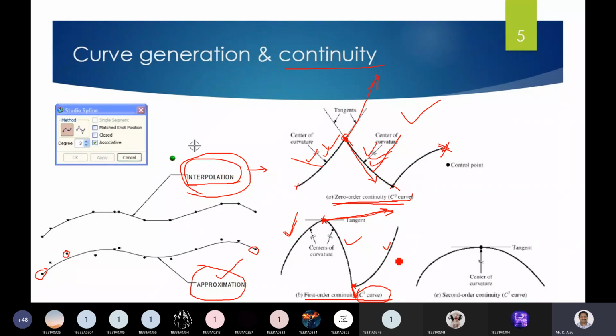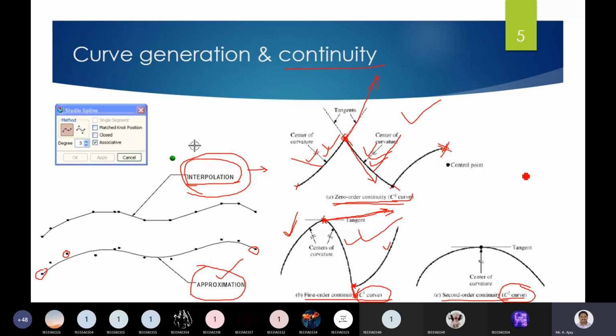Okay, and similarly, even this continuity is not sufficient for some of the designers who require much higher order continuity. So in that case, you need to go for the second order continuity. It's also called a C2 curve. If the curve satisfies the second order continuity, then that curve is called a C2 curve. So in that case, not only do they have a common tangent, but their centers of curvature are also the same.